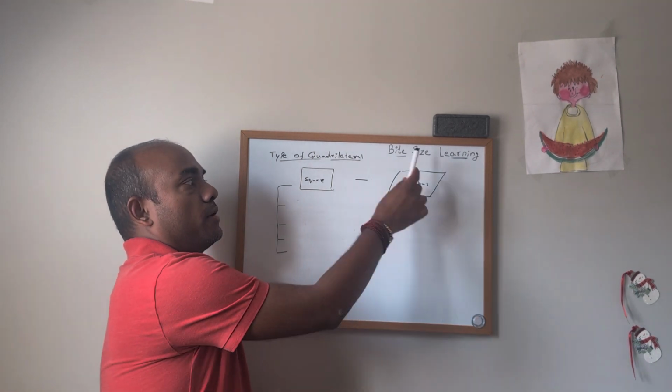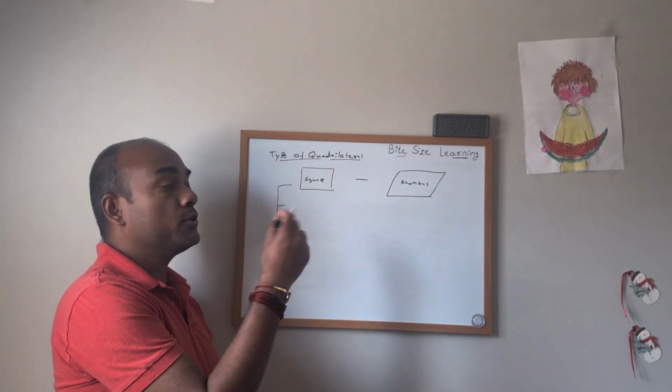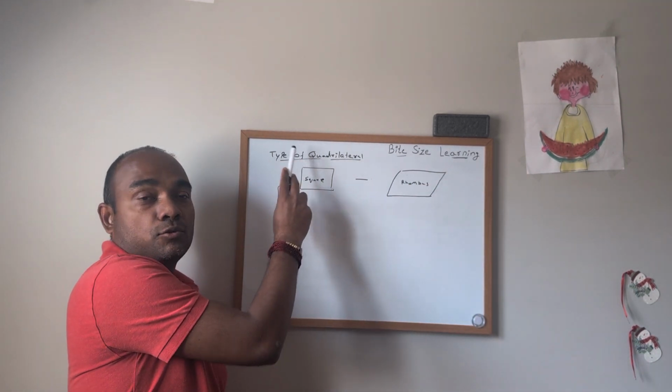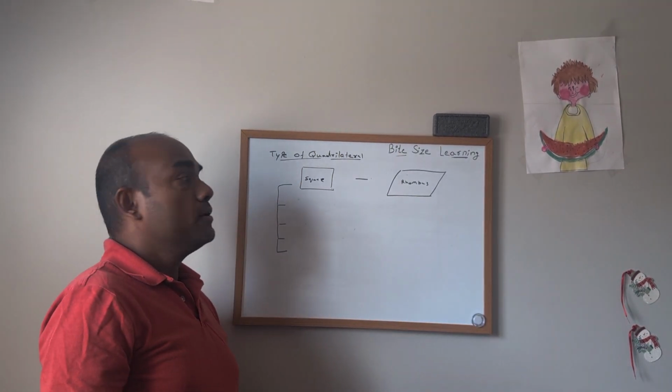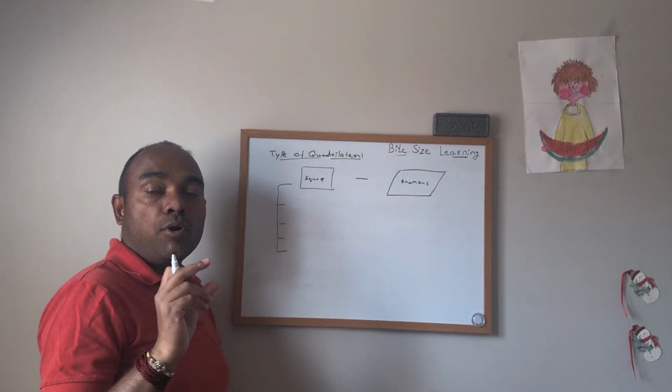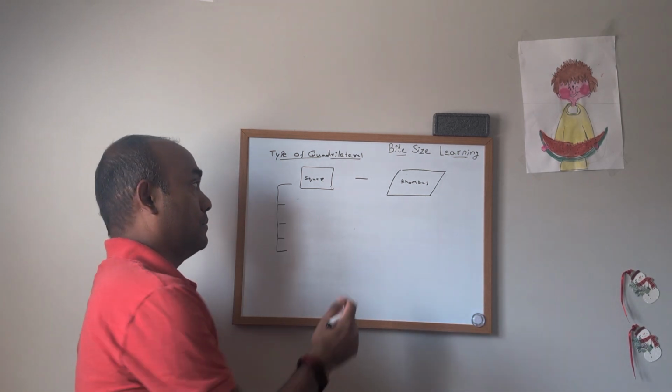Welcome students to BSL. So we are continuing the topic quadrilateral. So we are discussing today square and rhombus. Okay. So what is the definition of a square?